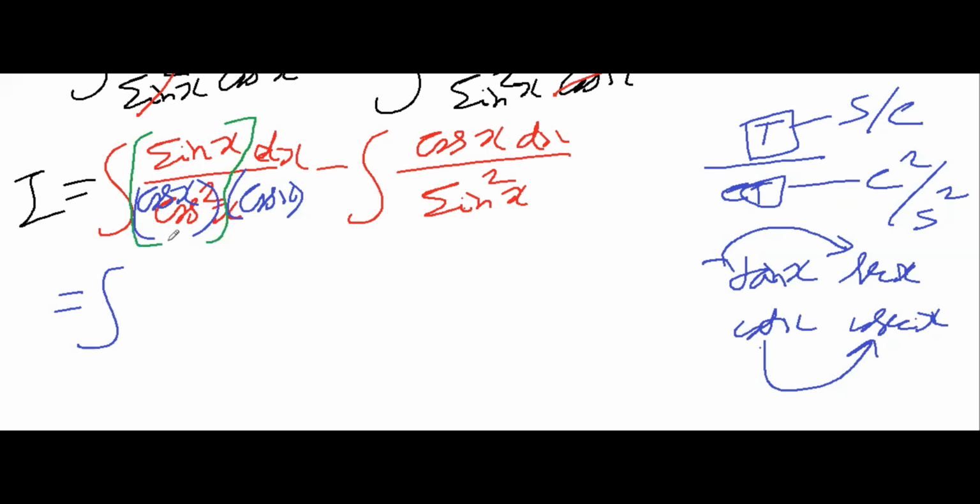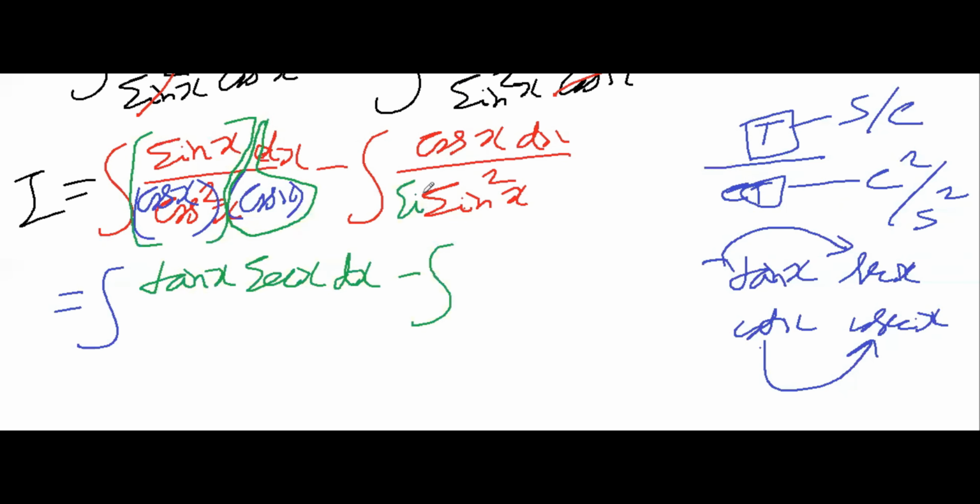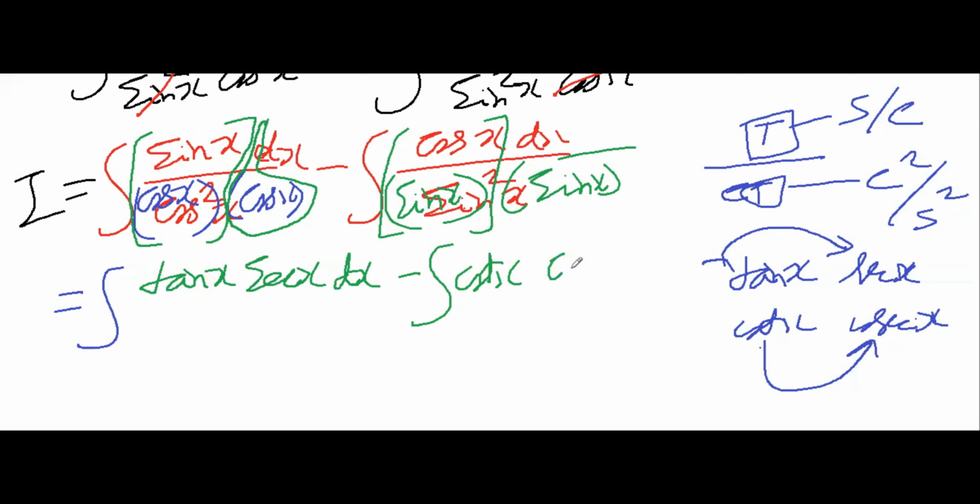So I am going to write this sin by cos as tan x, and this 1 by cos is what? It is sec x. I will write this as sec x dx minus, same thing you have to do here also. This sin square x, I am going to write as sin x into sin x. What is cos x by sin x? It is cot x. And what is 1 by sin x? It is cosec x dx.